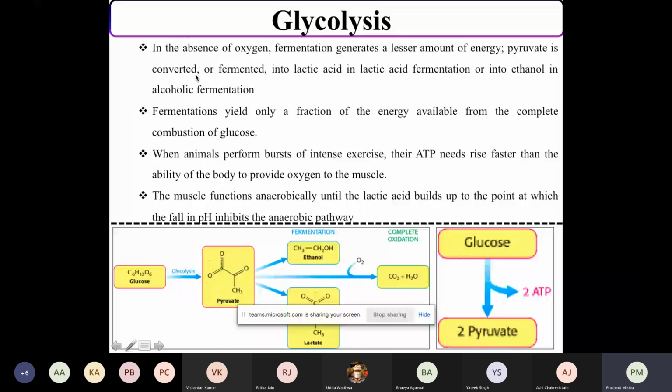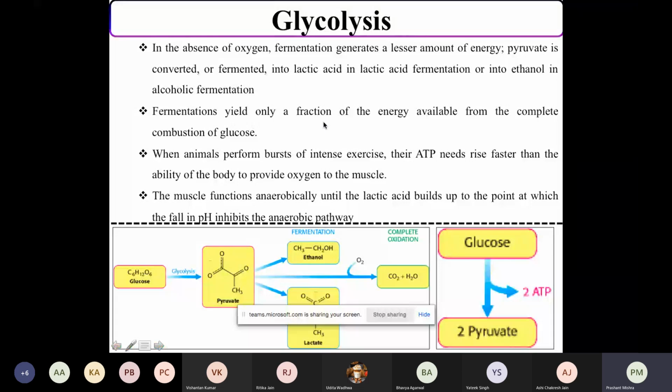So in yeast, pyruvate is further converted into ethanol, whereas in some of the lactic acid bacteria, you find that the pyruvate is converted into lactic acid. So they are called fermentation. I'll also define how we can define fermentation in terms of biochemistry.